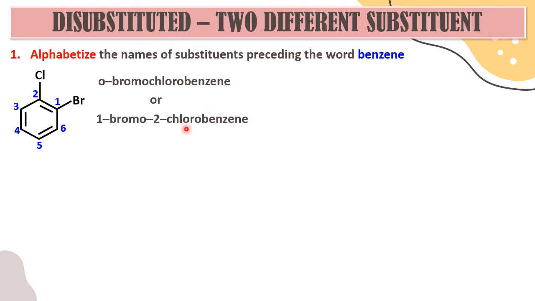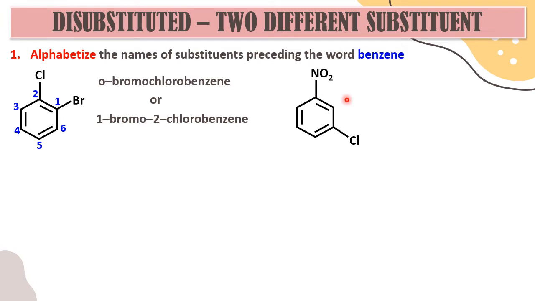If you were to put the numbering, it will be like this. It will be 1 hyphen bromo hyphen 2 hyphen chlorobenzene. So 1-bromo-2-chlorobenzene, like we used to do. Okay, so let's look at another one.